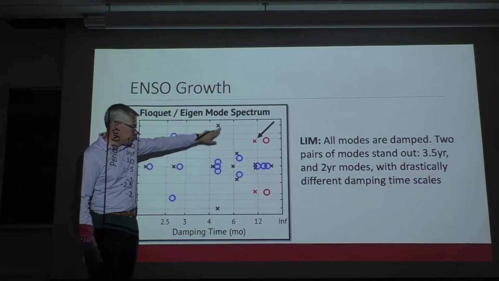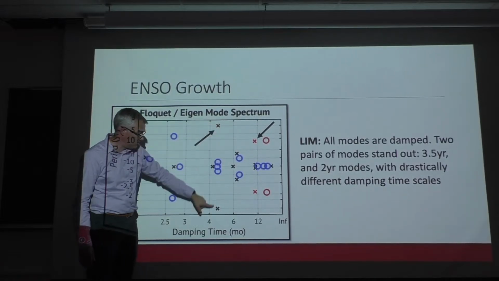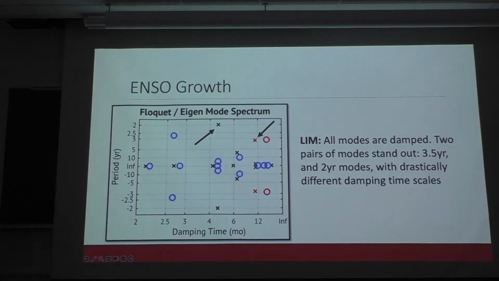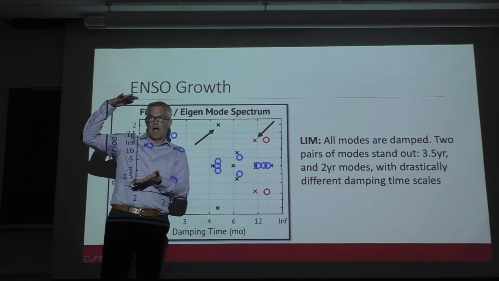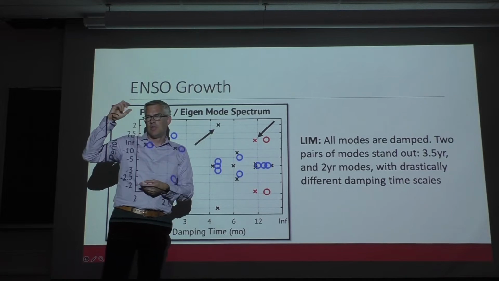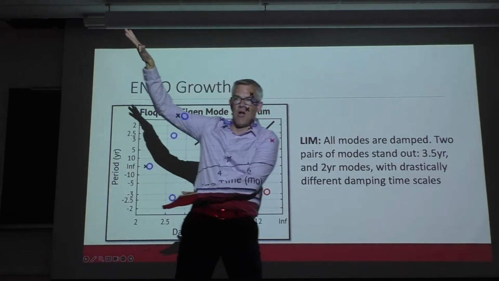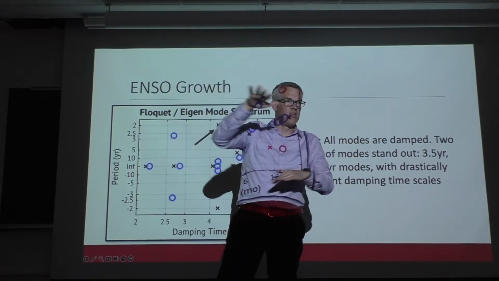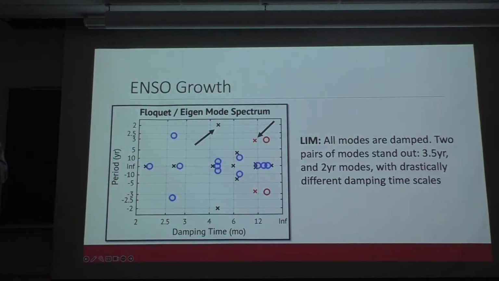There's another mode up here with a 2 year time scale that damps very rapidly, 4.5 months. That's going to be really important here. So how do we get growth out of the system? All of the modes are damped. So no matter what, the eigenvalues tell you that as time goes to infinity, all the deterministic structure in your model will converge to 0, but not in the short time period.